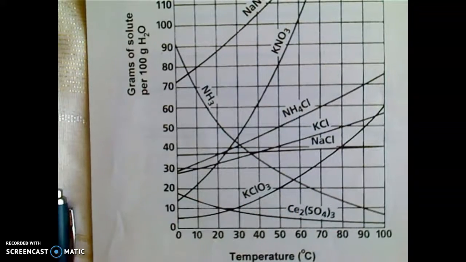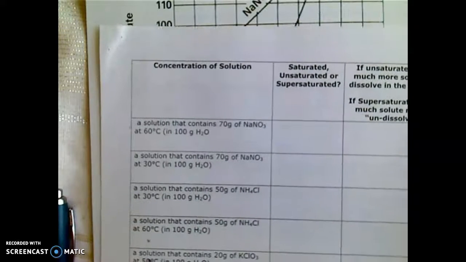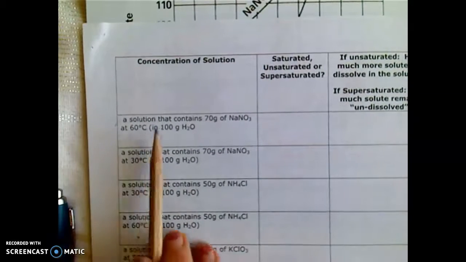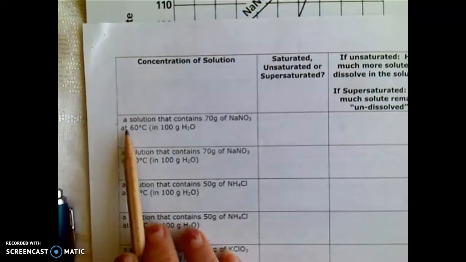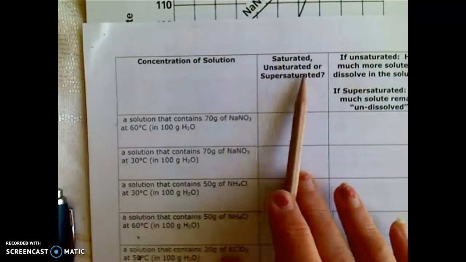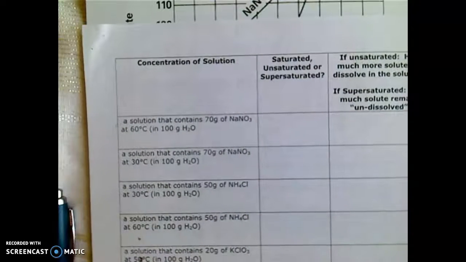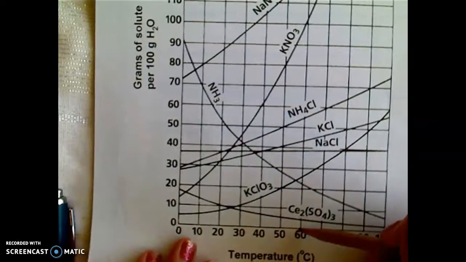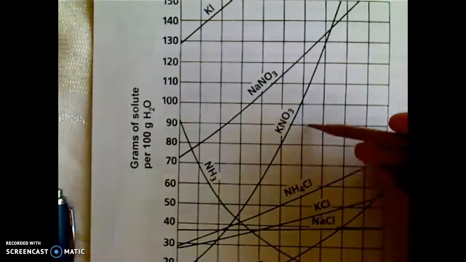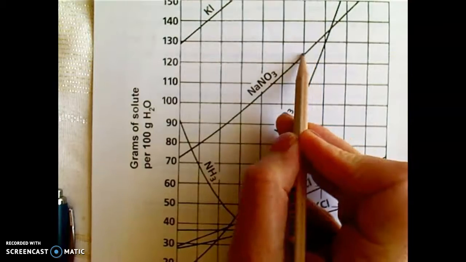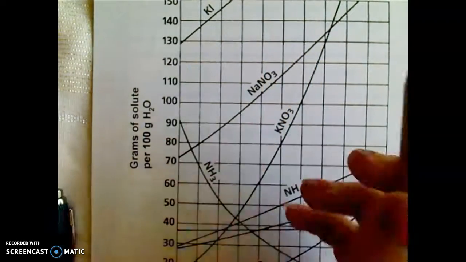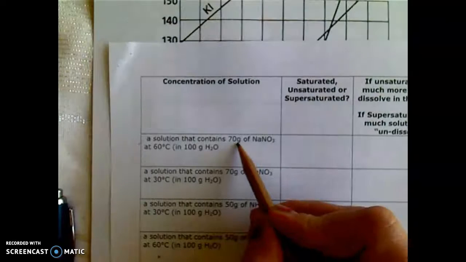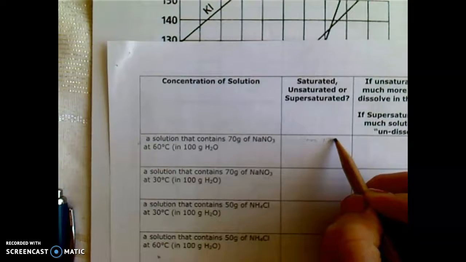All right, so on your worksheet, this one right here, it comes right after that, it says a solution that contains 70 grams of NaNO3 at 60 degrees. Is it saturated, unsaturated, or supersaturated? So you're going to find your 60 degrees Celsius. You're going to find NaNO3, which is up here. So 60 degrees Celsius, NaNO3. If you look, it looks like it can hold about 125 grams. So what does that mean? Well, if you only have 70 and it can hold 125, then this is unsaturated.